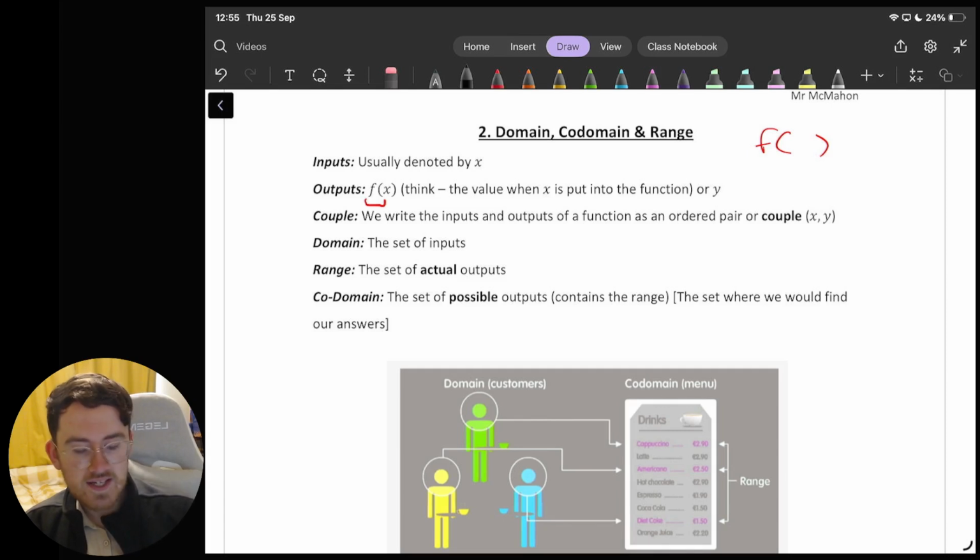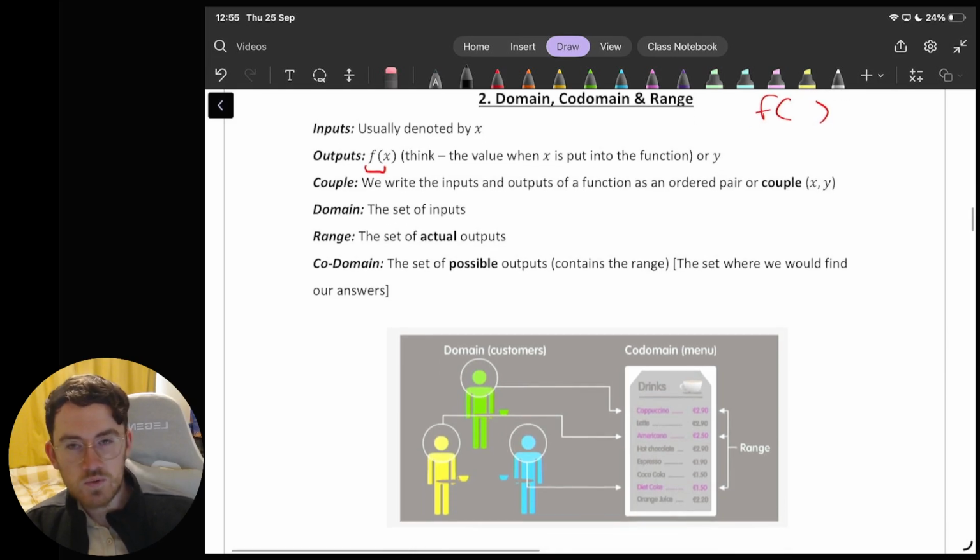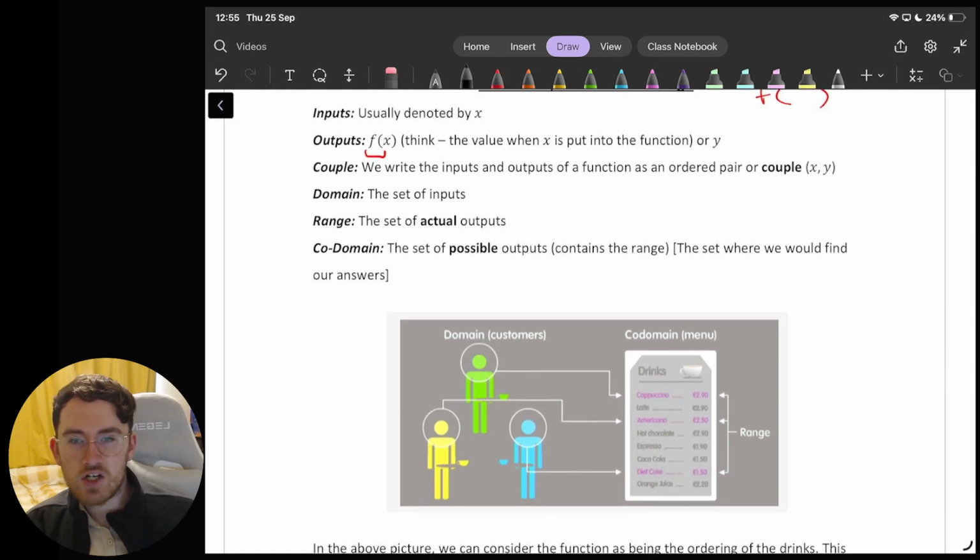A couple is when we take the inputs and the outputs and write them as an ordered pair. That's an (x, y), very similar to the coordinates that we've met before, essentially fulfilling the same role. So taking an input and its corresponding output and writing them as an ordered pair in a set of brackets. What we're going to look at is a few key terms that are all to do with the inputs, the outputs, and the subcategories underneath that.